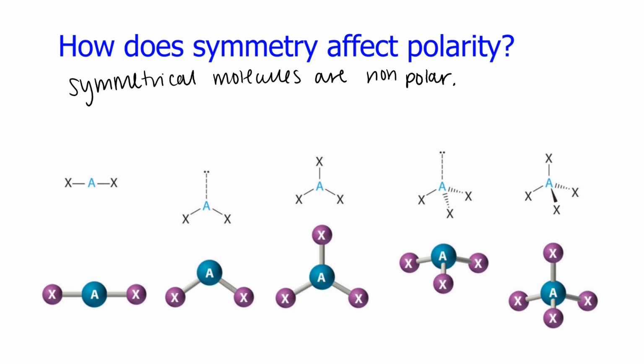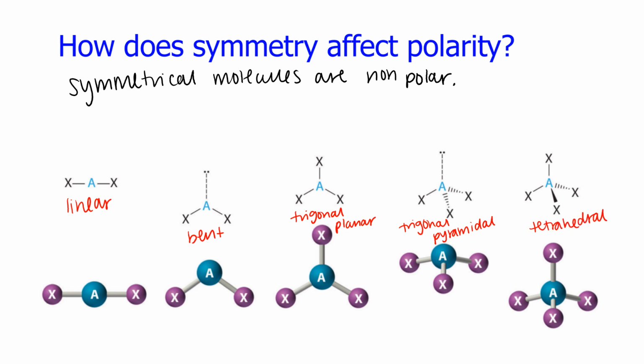So the first structure we're looking at is a linear structure. The second one is going to be our bent structure because we have the two bonded domains plus the lone pair. Then we've got our trigonal planar structure because we have the three bonded domains. Then we've got trigonal pyramidal because we've got the three bonded domains plus the lone pair. And then lastly, we have our tetrahedral molecule.